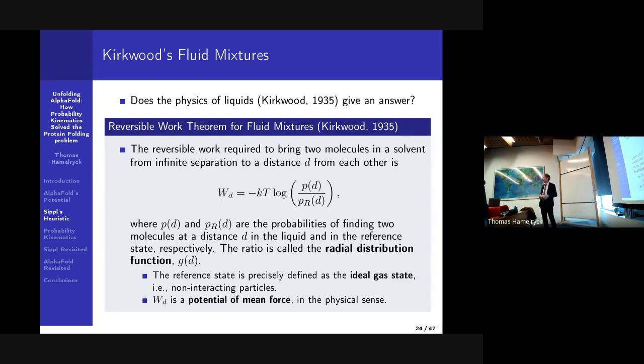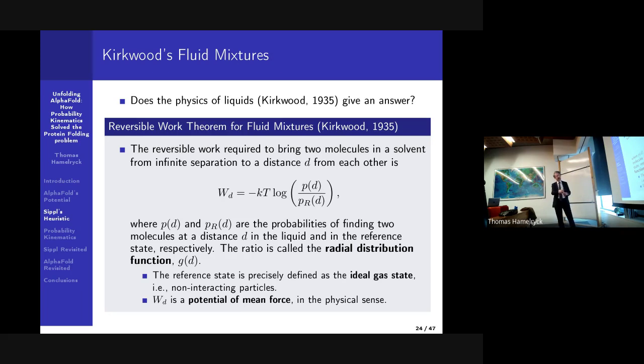So we're going back to 1935. What is in that Kirkwood paper? This is about the reversible work theorem for fluid mixtures. And this quantity over here, minus kT times the logarithm of this ratio of two probabilities, is the reversible work required to bring two molecules in a solvent from infinite separation to a distance d from each other. And this is the probability of finding that distance in the liquid, and this here is the probability of finding that same distance in some kind of reference state. In this case, the reference state is very well defined. It's simply the ideal gas state.